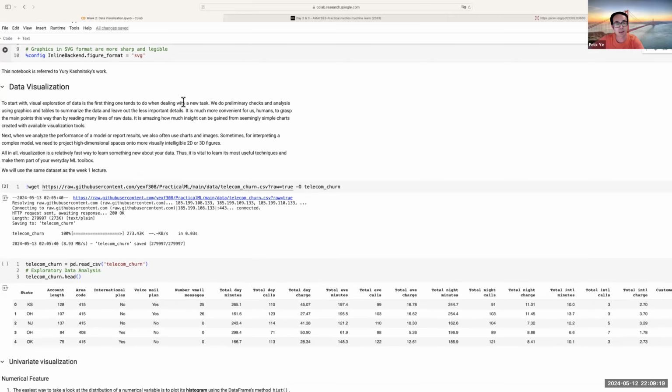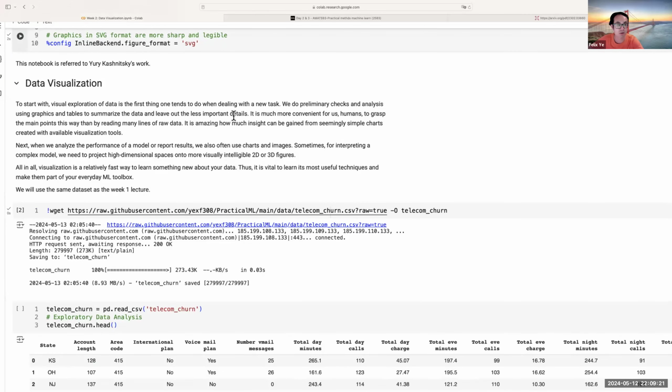This is basically the first thing that you should be doing once you load your data. If you want to understand the data, the best way to do it is to try to visualize the data. You can use graphics, you can use tables to summarize the data and to get some good understanding of the data. This is a very important and very first step that you should be doing once you have the data.